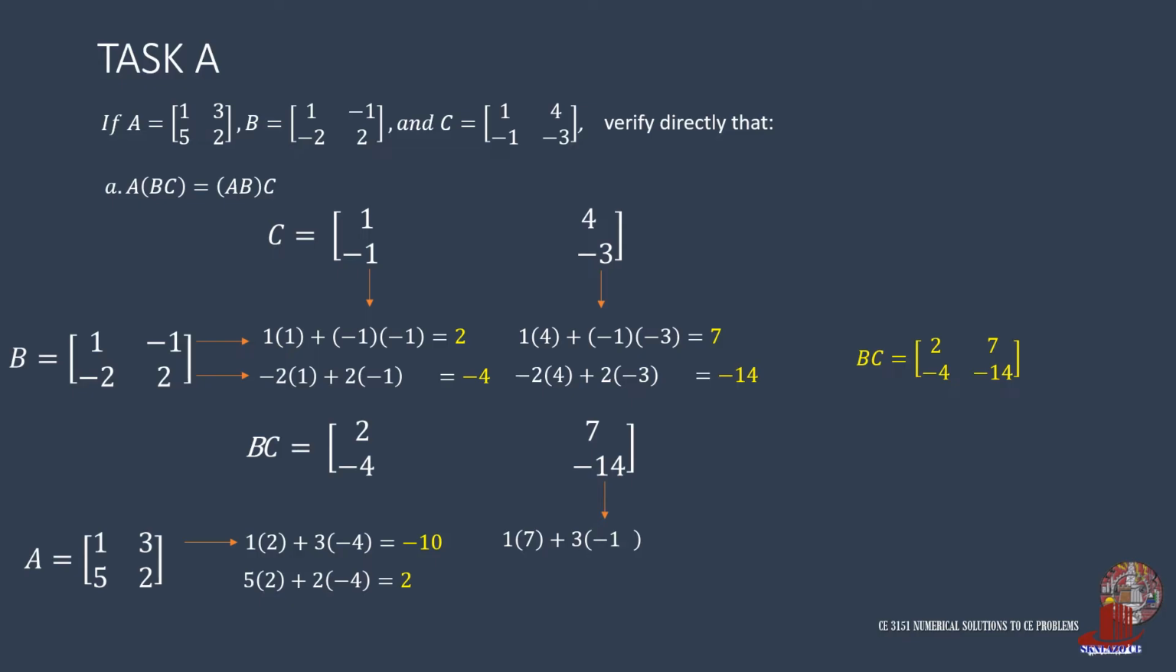Moving back to row 1 with column 2, we multiply elements and have 1 times 7 plus 3 times -14, which is -35. Lastly, row 2 with column 2, that is 5 times 7 plus 2 times -14, which results to 7. Now we got matrix A with matrix BC having elements of -10, -35, 2, and 7.